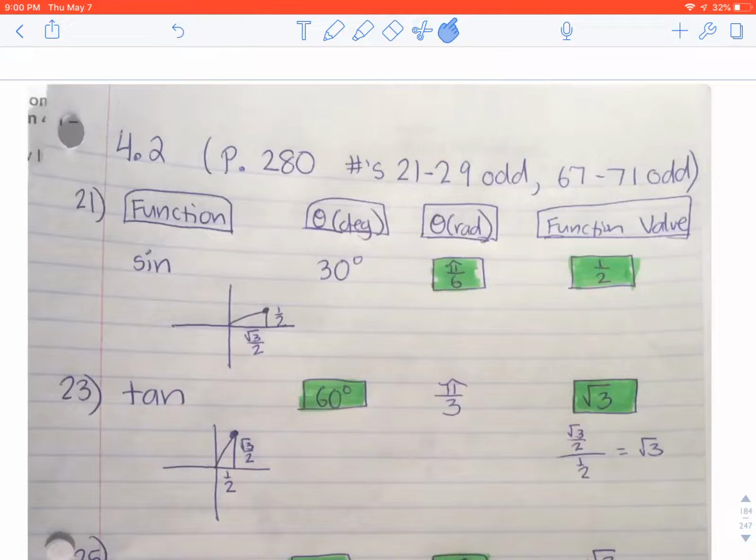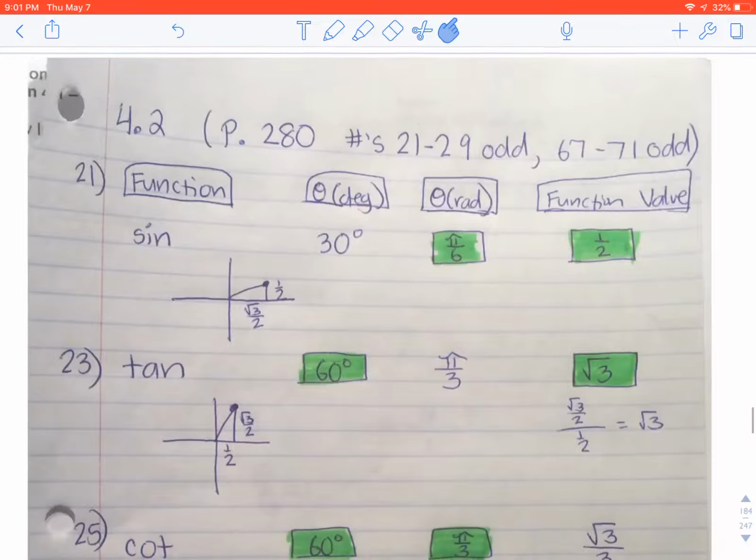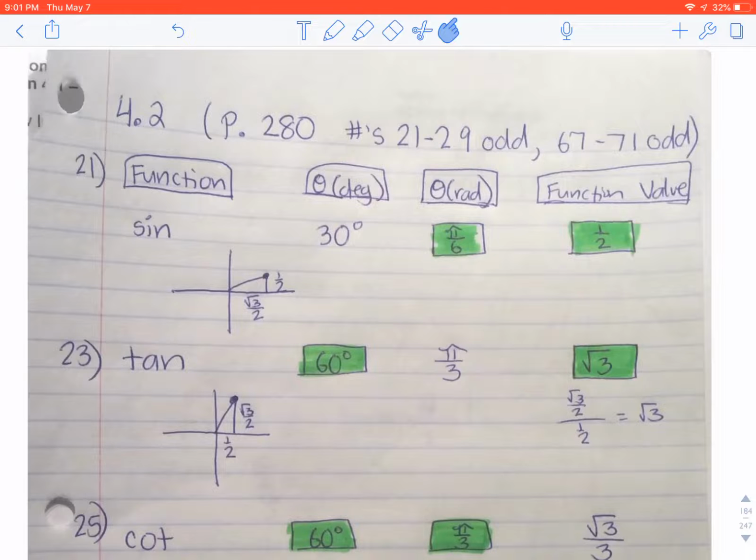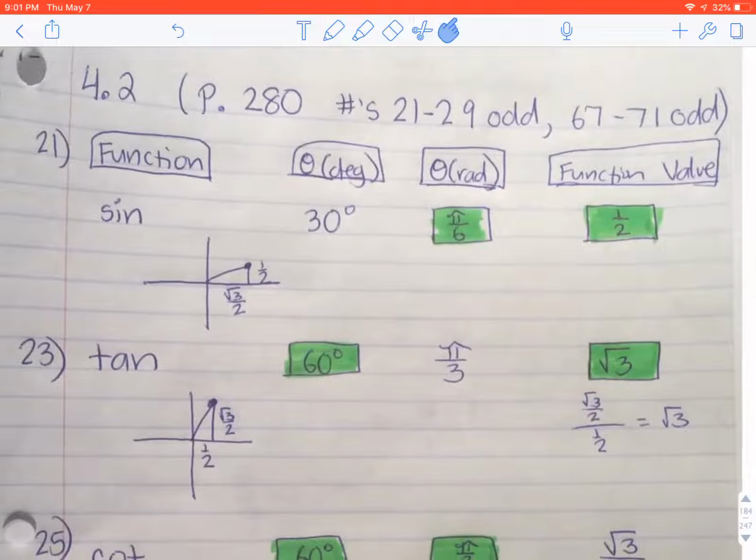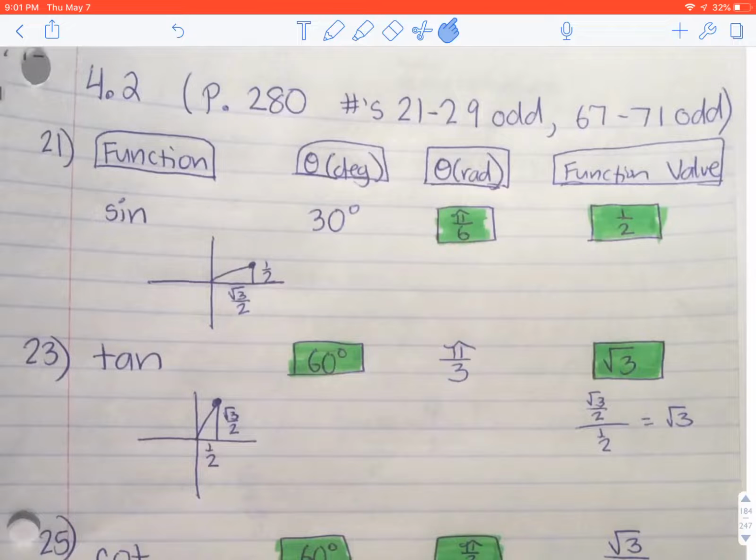I am going to review your book homework, page 280, numbers 21 to 29 odd and 67 to 71 odd. So make sure you have that out. Okay, the book directions for 21 to 29 odd tell us to construct an appropriate triangle to complete the table. So you want to make sure that you use the unit circle for these ones. I highlighted in green the table from the book that we had to find, so what was missing.